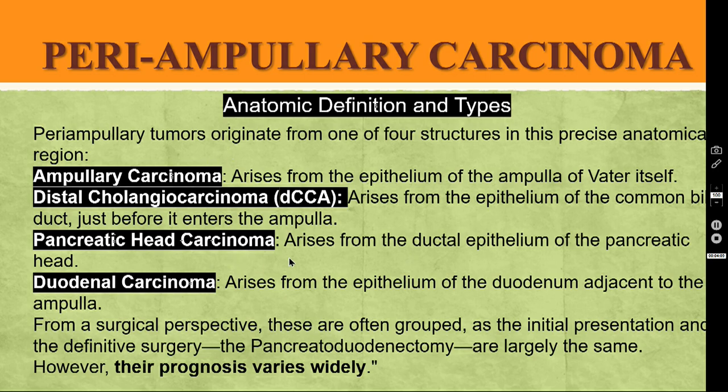All of them are arising from the epithelium in that area. From a surgical perspective, all are grouped together. The presentation is usually progressive painless jaundice. All of them require pancreatoduodenectomy, but prognosis varies. Because the ampullary carcinoma presents very early, prognosis is better in ampullary carcinoma than the pancreatic head carcinoma.